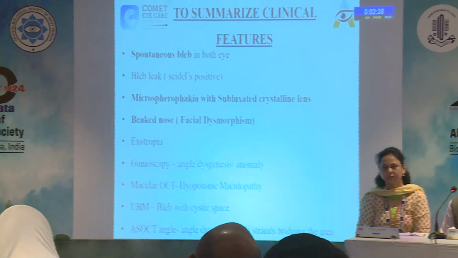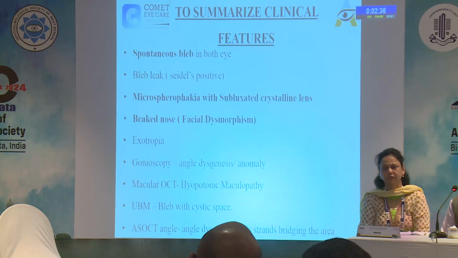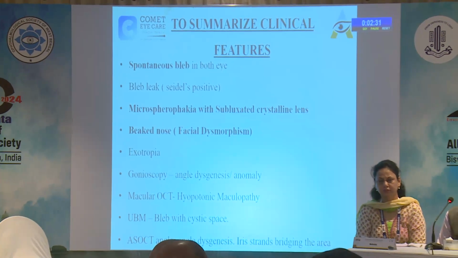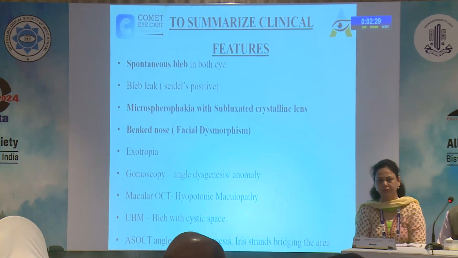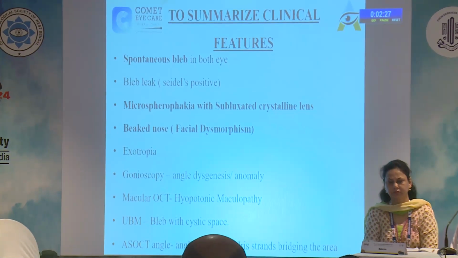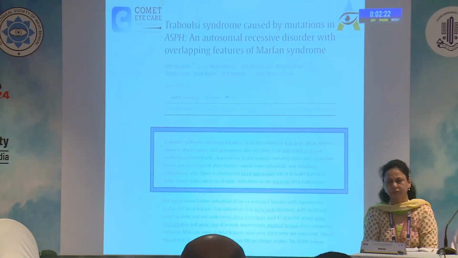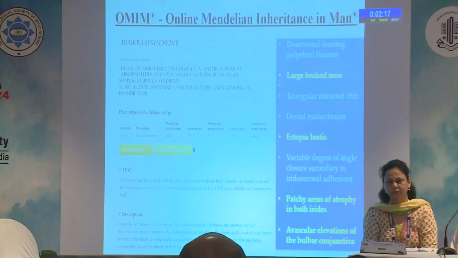So if you summarize, there is a spontaneous bleb, bleb leak, microspherophakia with subluxated crystalline lens, big nose, exotropia, gonioscopy angle dysgenesis, macular OCT showing hypotonic maculopathy, and UBM showing bleb and cystic space. When we searched the literature, we found this is related to Trabeculosis syndrome with similar features. On Online Mendelian Inheritance in Man, where genetic diseases are reported, there is a large big nose, ectopia lentis, patchy areas of atrophy, and avascular elevation of bulbar conjunctiva.